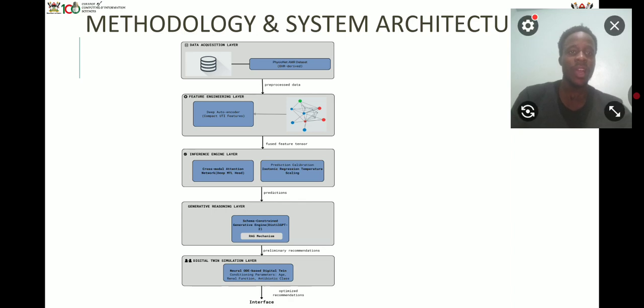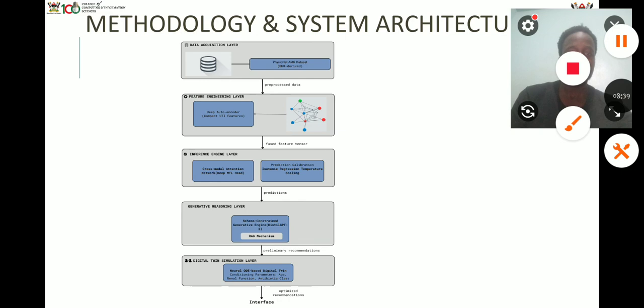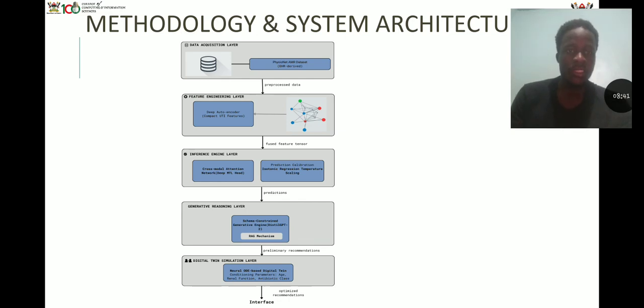Then next is our methodology and architecture. Our architecture is divided into 5 layers, and our first layer is the data acquisition layer, where data is preprocessed, and then it's passed into the next layer, which is the feature engineering layer. In this layer we have the deep autoencoder that is responsible for reducing the noise in the data and also handling nonlinear relationships before the data is passed on to the inference layer.